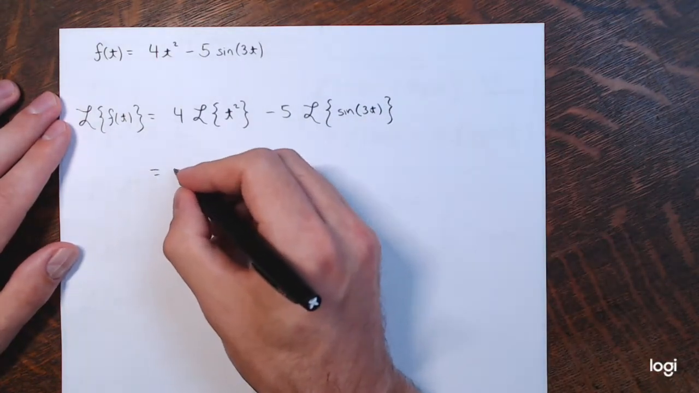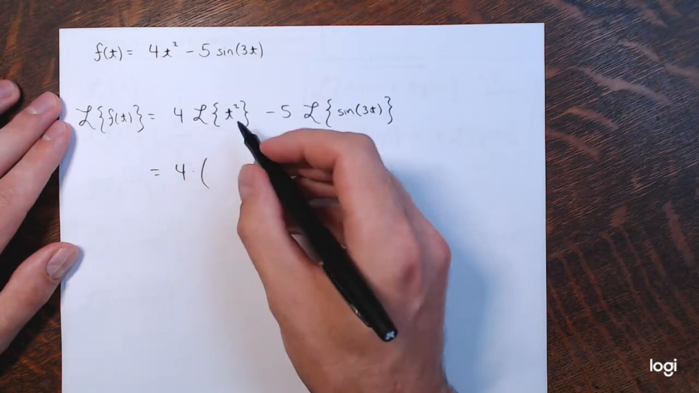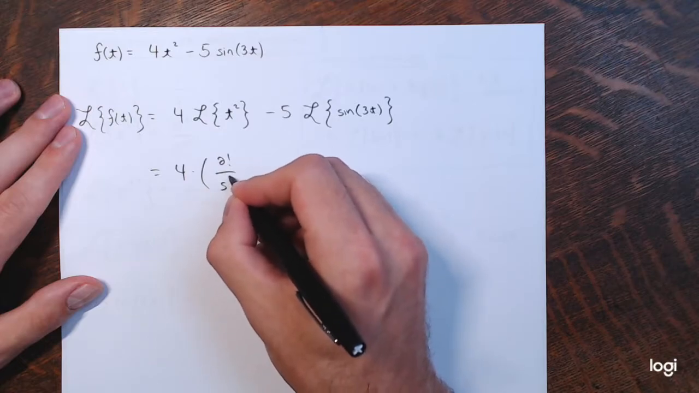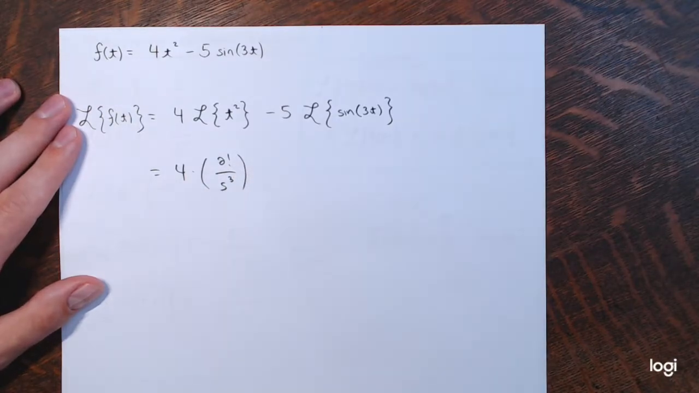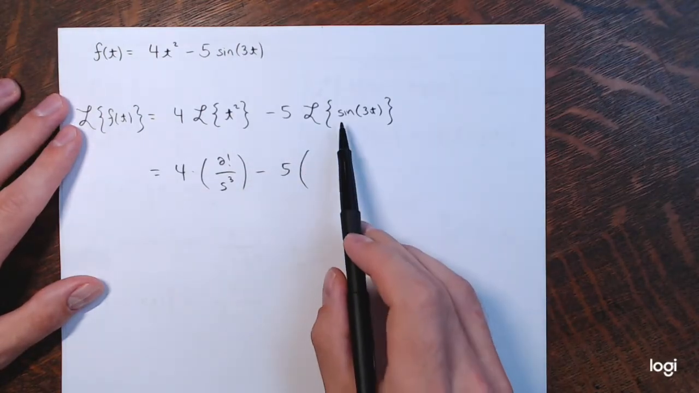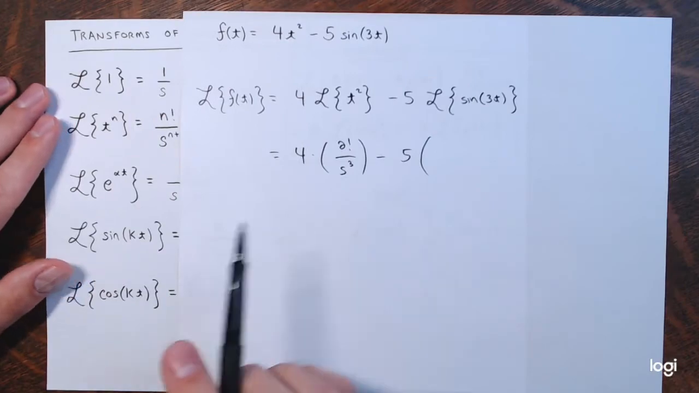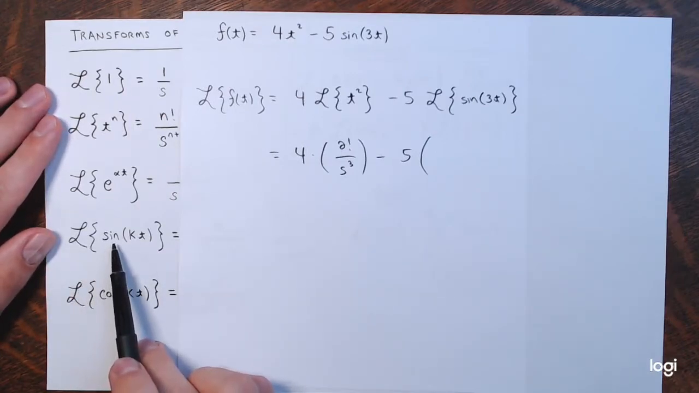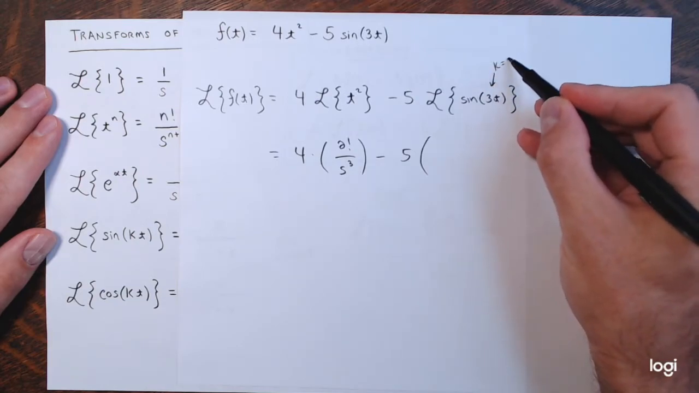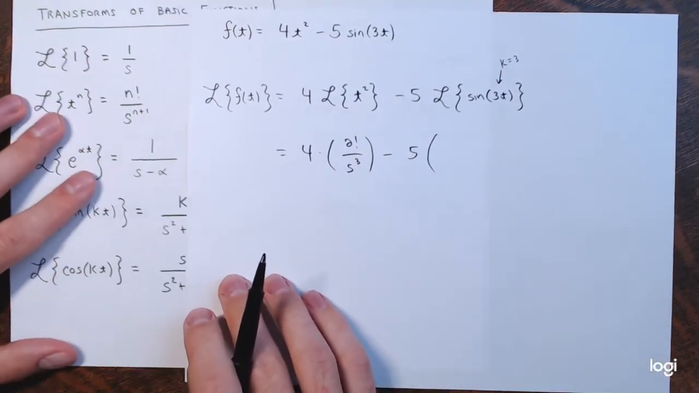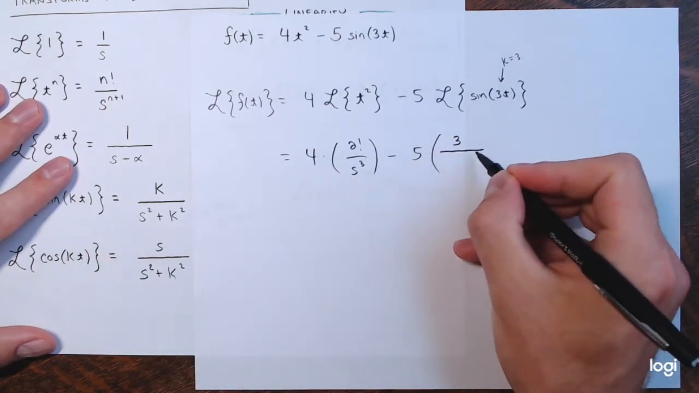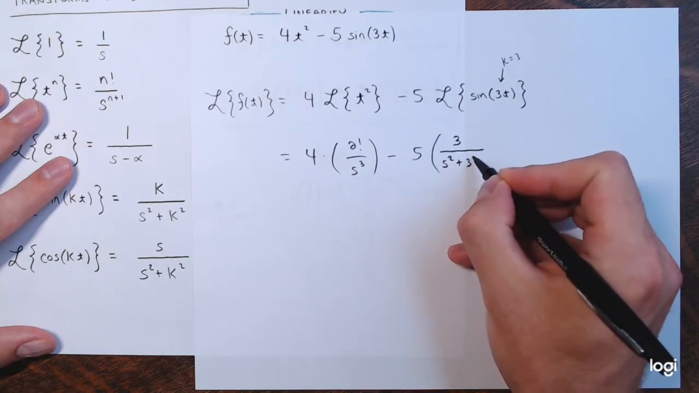Alright, so we have 4 times, now the Laplace transform of t squared, remember those powers of t, that would be 2 factorial over s to the third. Alright, 2 over s cubed. Minus 5 times, and then again, go back to this, the Laplace transform of the sine of kt, so here k equals 3, would just be k over s squared plus k squared. So this is going to be 3 over s squared plus 3 squared.